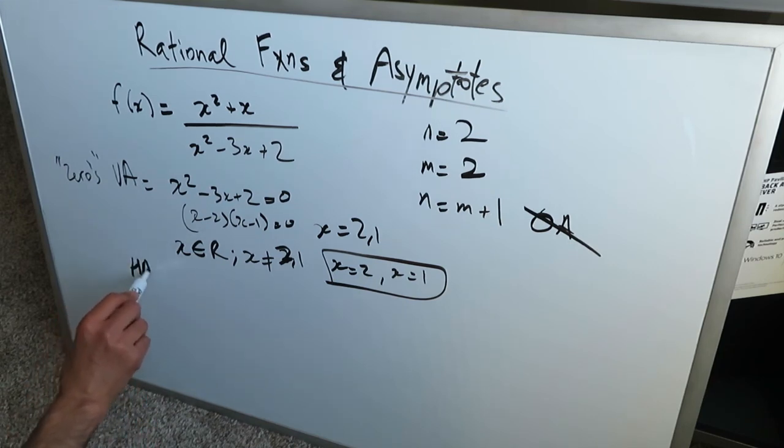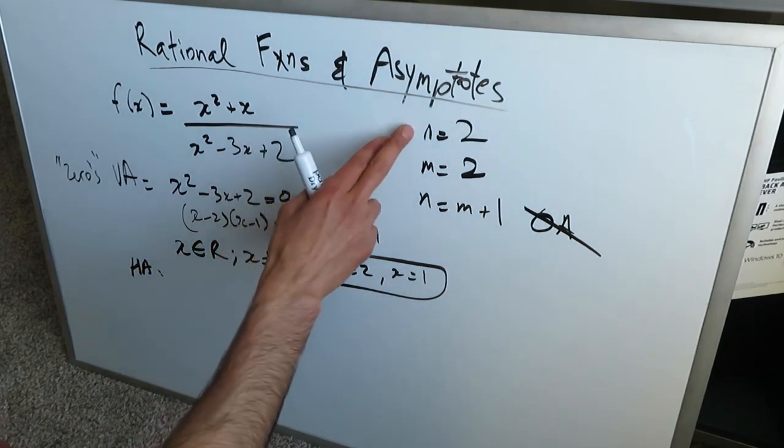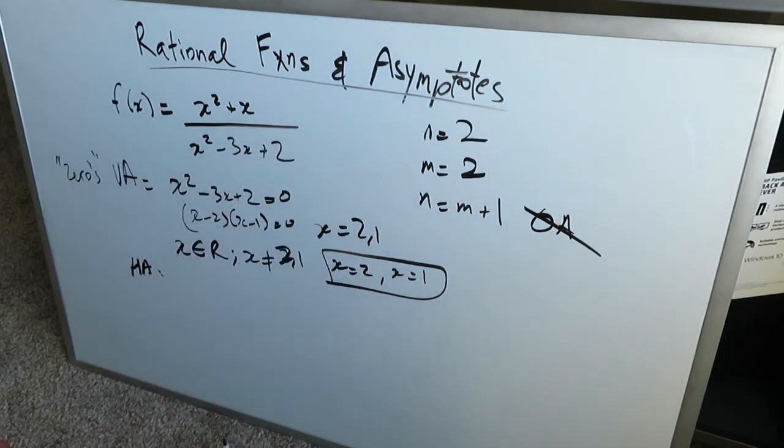Lastly, the horizontal asymptote. What's the test for that? You compare n and m. If n is larger than m, there is no horizontal asymptote. If n is equal to m, there is one, and we have to specifically determine it. If n is less than m, there is always a horizontal asymptote, but that is always y equals 0. Here n is equal to m, so we have to determine that specific asymptote.